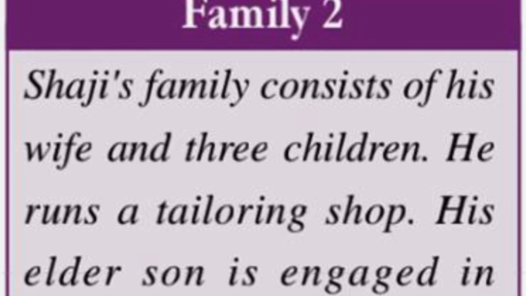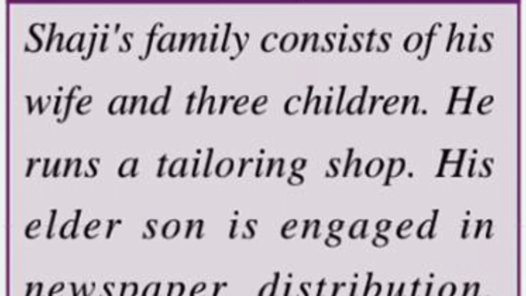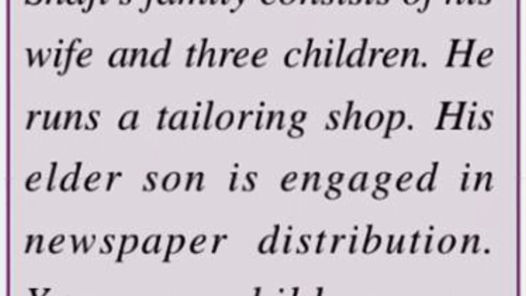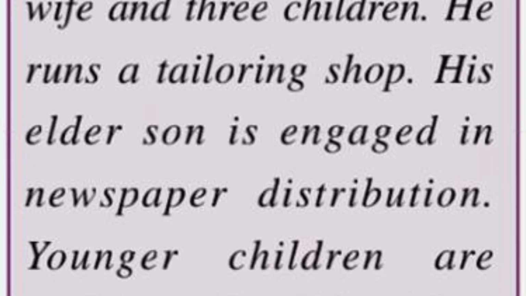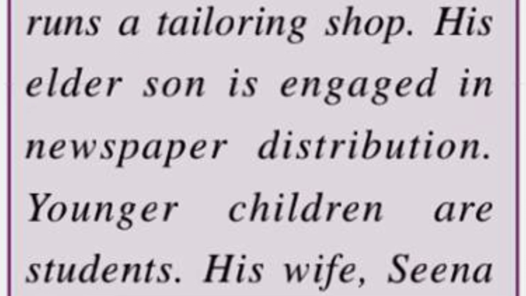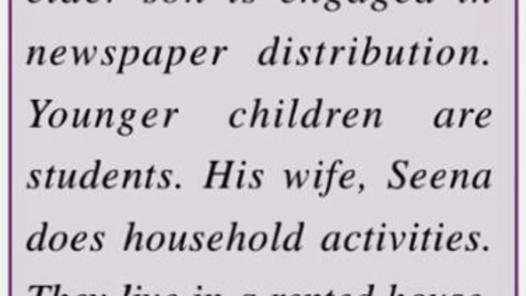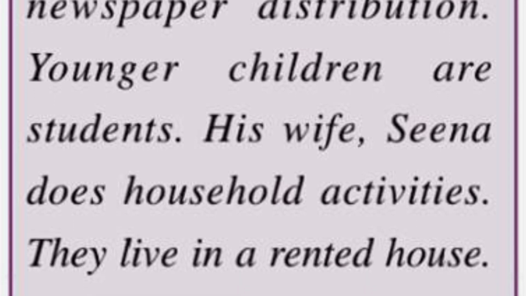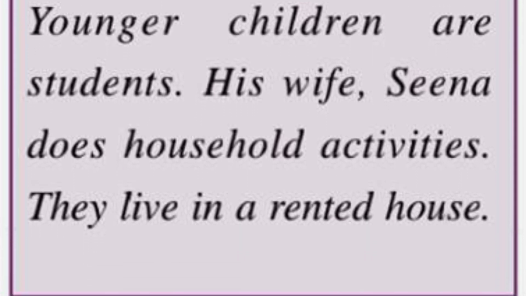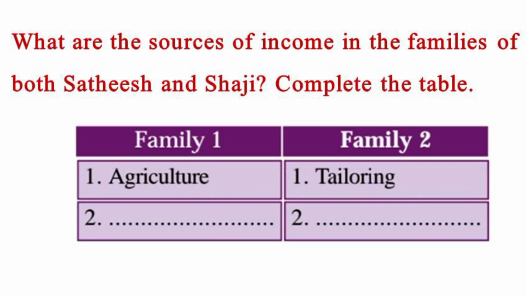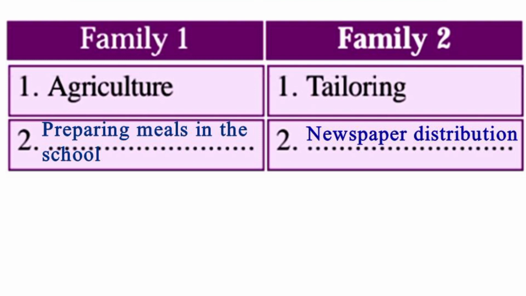Family 2. Shaji's family consists of his wife and 3 children. He runs a tailoring shop. His elder son is engaged in newspaper distribution. Younger children are students. His wife, Seena, does household activities. They live in a rented house. What are the sources of income in the families of both Sadesh and Shaji? Complete the table. The sources of income are different for these two families.